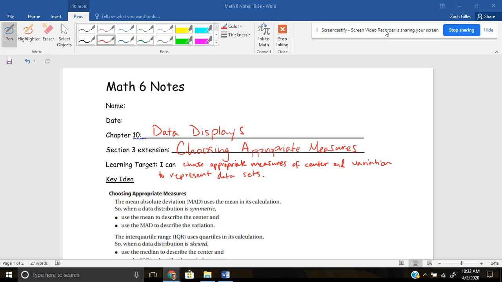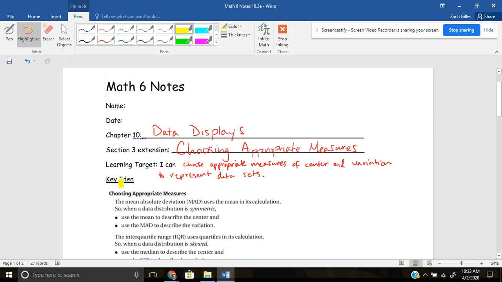Hey everybody, welcome to the extension section for 10.3. In this section we'll be talking about how to choose appropriate measures. So in the last section we had looked at data sets and tried to determine if they were symmetrical or if they were skewed. And we're going to use that information now to get a little bit more specific with our data to see what exactly numbers can we put to our data.